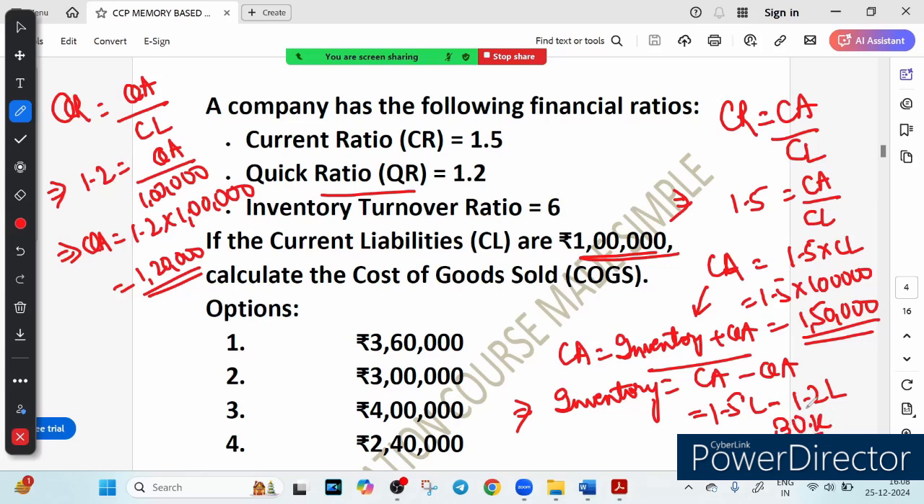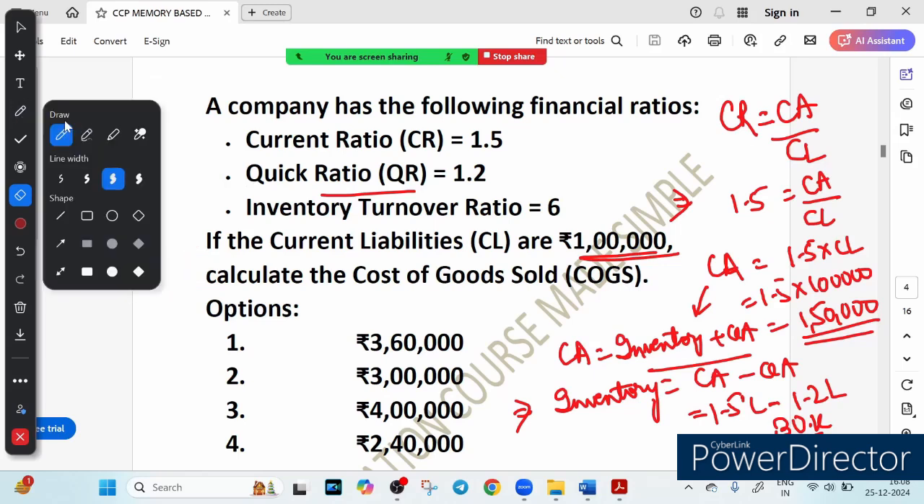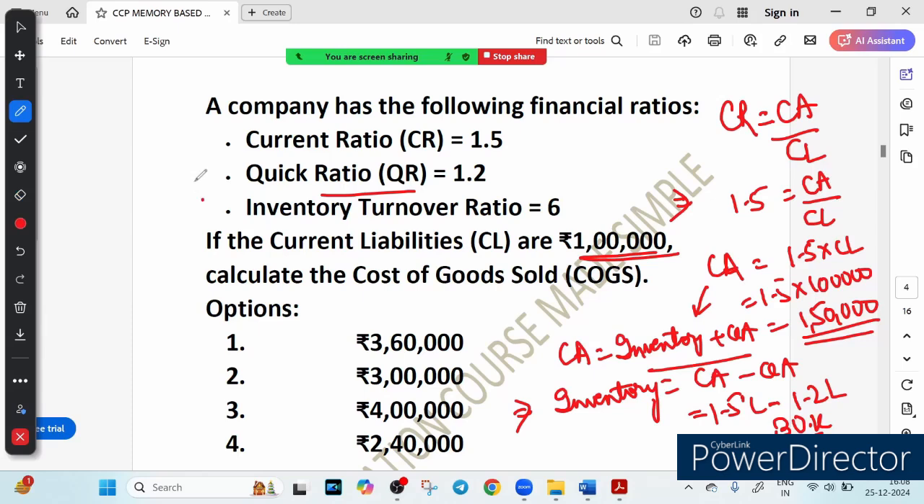Now we know the inventory. And one ratio is also given, inventory turnover ratio. Let me erase it. I think there is no space, so let me erase it and I will do the further calculation here. So what is inventory turnover ratio? Tell me, what is inventory turnover ratio? You know the formula? Let me remind you. Inventory turnover ratio, ITR, is equal to COGS upon inventory. This is a simple formula, right?